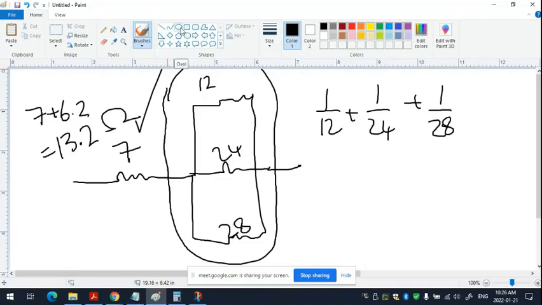Please let this sink in. When you do a stack, you produce lower than the lowest. When you do a train, you do greater than the greatest.